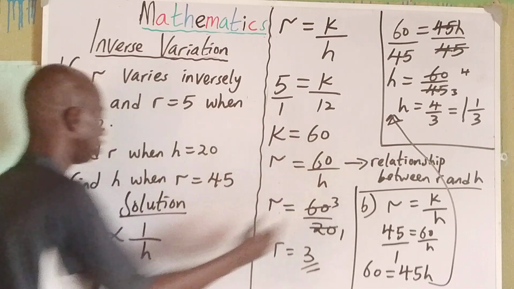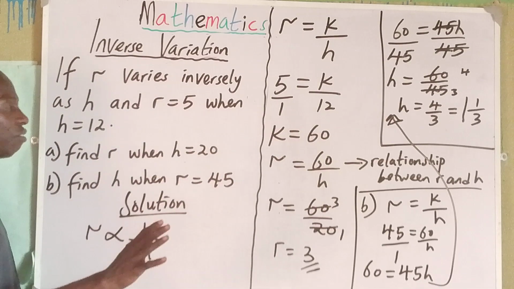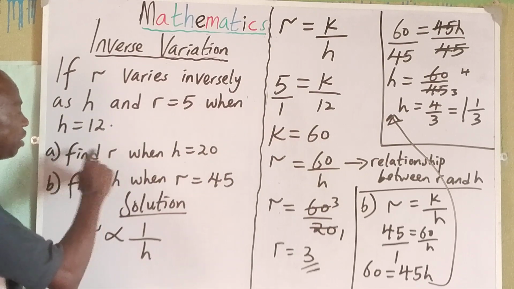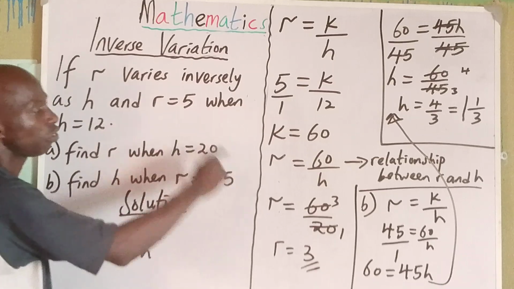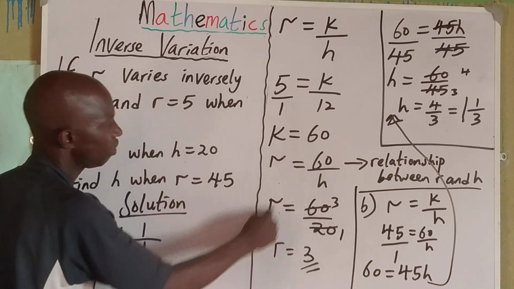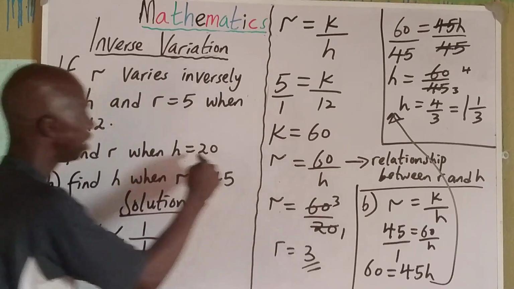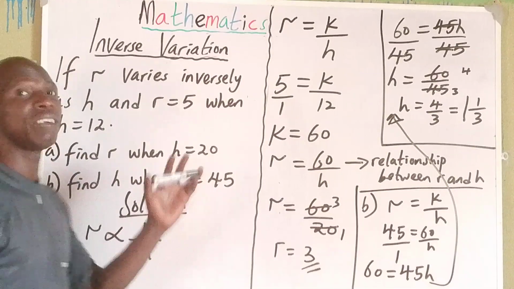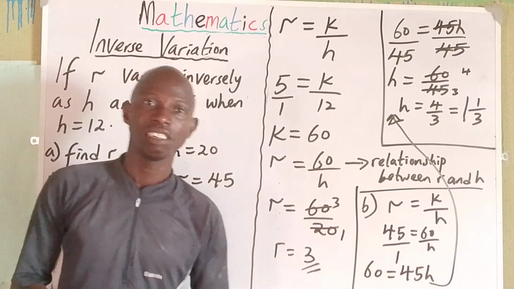After forming a relationship, you can get any value. That's what we have done in this question. Question A is saying find R when h equals 20. You can see we use our relationship R equals 60 over the given h, which is 20, then you divide, then everything becomes a lot easier.